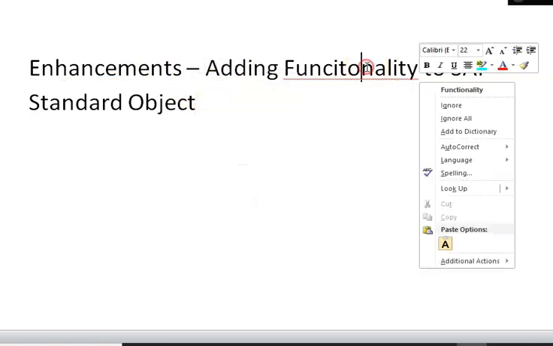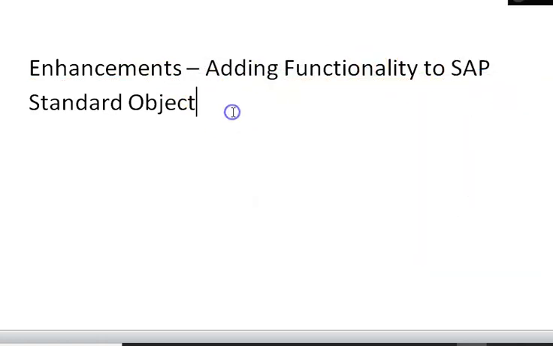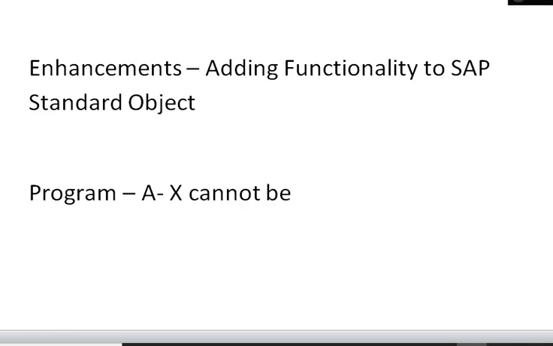Now let us understand the first thing: you cannot actually change the logic that is already there in the SAP standard. For example, the programs that start with A to X cannot be modified. There are thousands and thousands of programs which start with A to X and they cannot be modified. Now SAP has given an option that you can add logic to the existing one, but you cannot modify the old one. This is what we have.